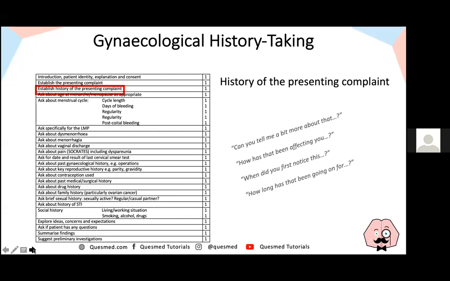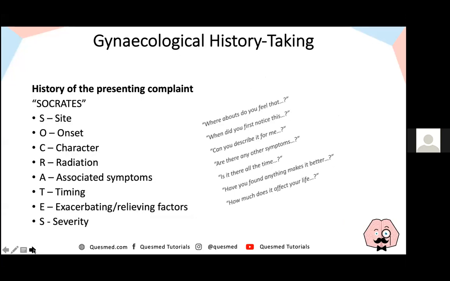If we're talking about pain, I like to use the Socrates acronym, but I feel like this also works for other presentations, not just pain. So you've probably heard of the Socrates acronym about site, onset, character, radiation, things like that. Most complaints are pretty amenable to being used with the Socrates acronym.